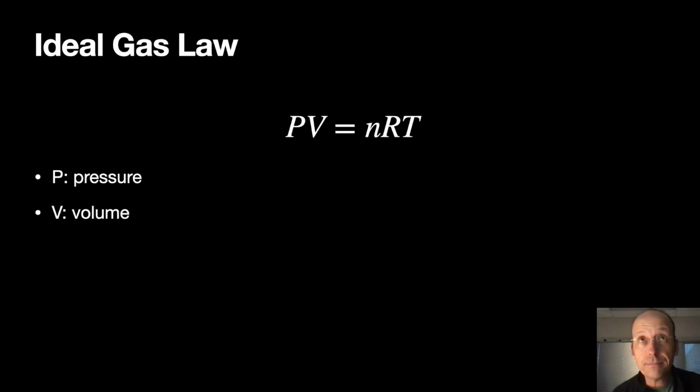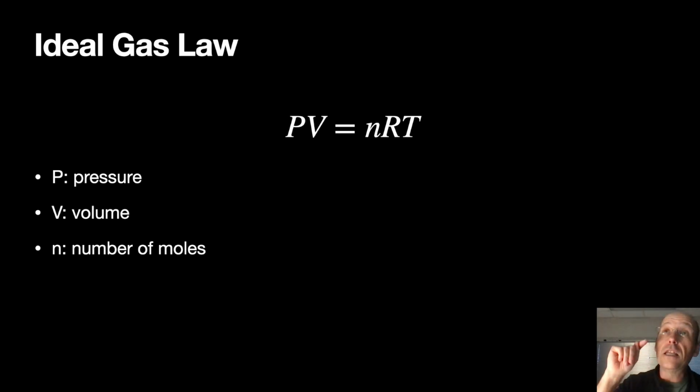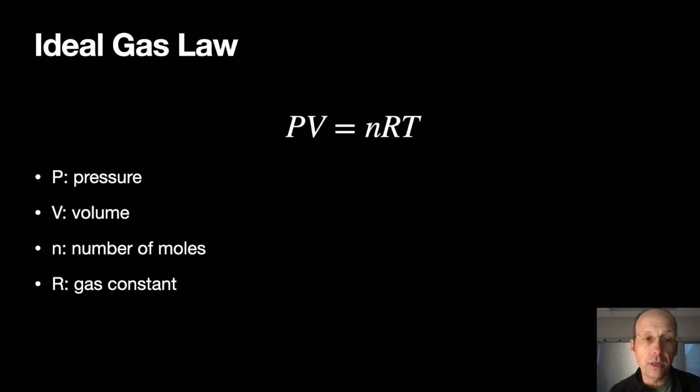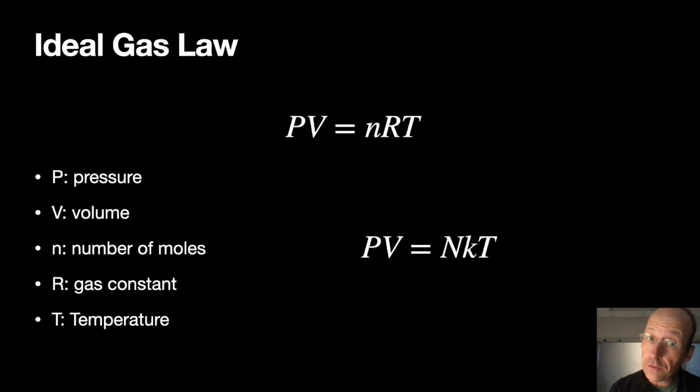P is the pressure, V is the volume. N, in this model, is the number of moles of gas. So it's a measure of how much gas you have, but it's the number of moles. R is a gas constant. Don't worry about the value of that. And then T is the temperature. Now, there is the physics version of this, PV equals NkT. In this case, P is the pressure, V is the volume, N is the number of particles, k is the Boltzmann constant, and T is the temperature.